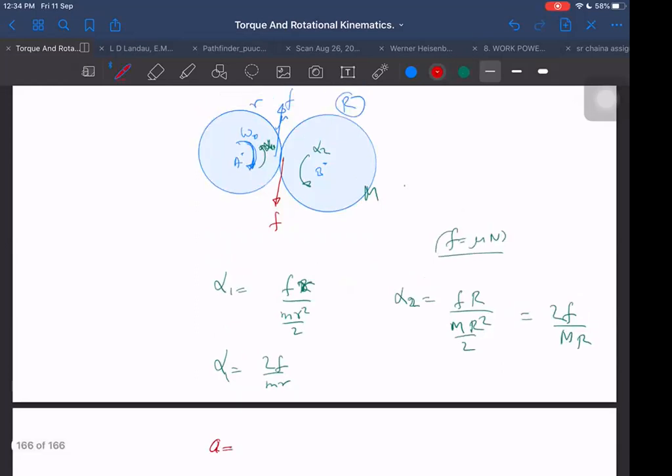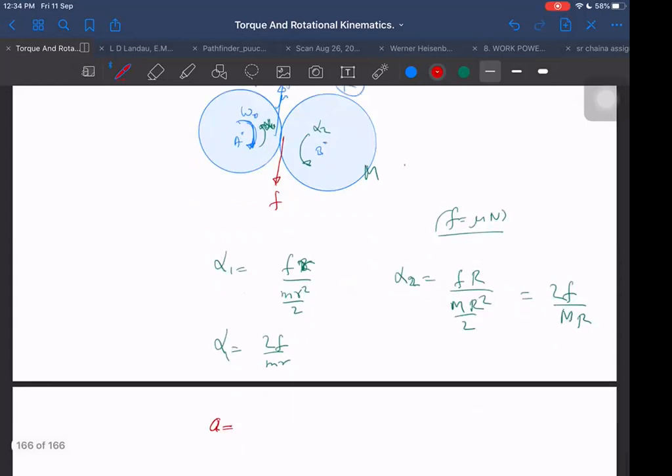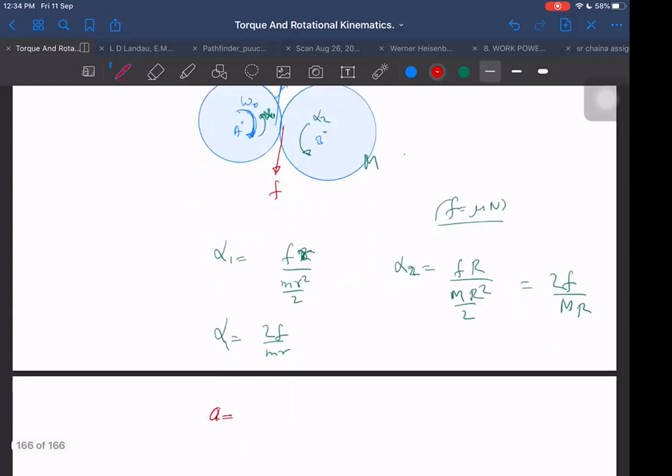Acceleration from there we can obtain as... no. What I'm finding here, acceleration will not be there for anything. These are at rest only. A and B are at rest. Now I need omega as a function of time.